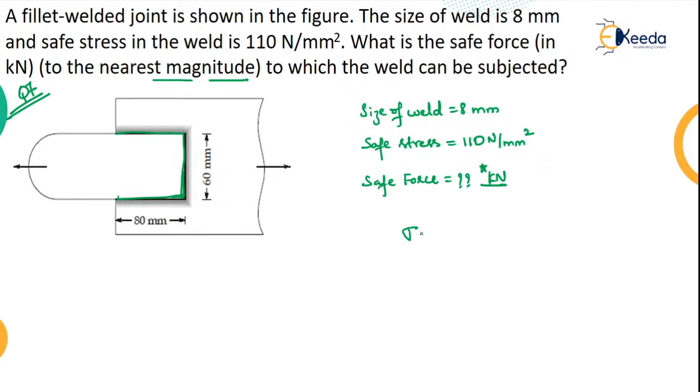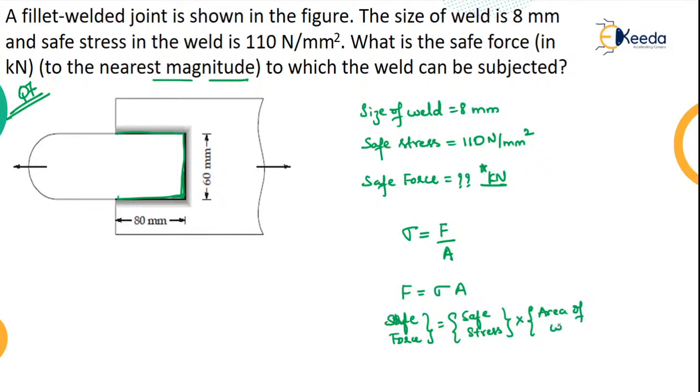Now we all know the general formula for stress. Stress is equal to force by area. See, this is a very basic kind of question. The only new thing is the terminology used here in terms of your steel structure. So stress is equal to force by area, right? I want force now. So it will be stress into area. Here I'll call this safe force, and this safe stress into the area of weld. So let me write F is equal to 110.